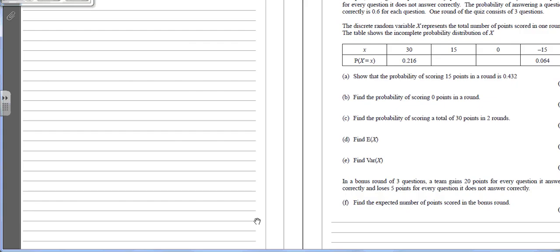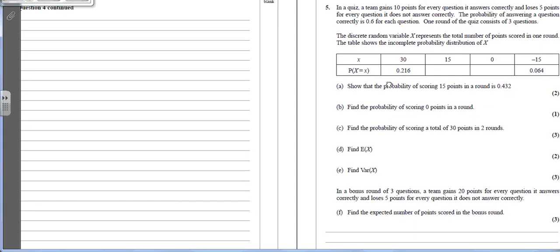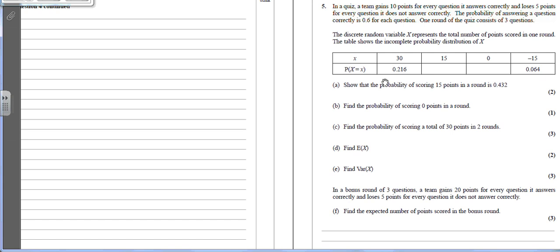So look at the 2015 question on this. Let's get it onto the screen first of all. Okay, there you go. So in the quiz, the team gains 10 points for every question it answers correctly, and loses 5 points for every question it does not answer correctly. The probability of answering a question correctly is 0.6 for each question. Let's underline that, it's important. One round of the quiz consists of 3 questions. The discrete random variable X represents the total number of points scored in one round. The table shows the incomplete probability distribution of X. Show that the probability of scoring 15 points in a round is 0.432.